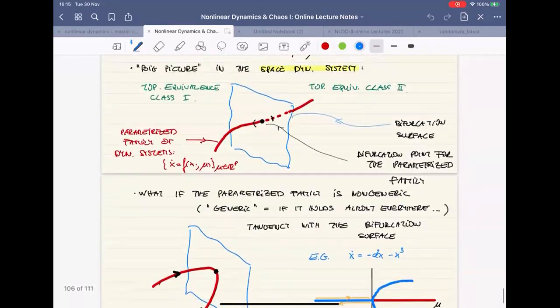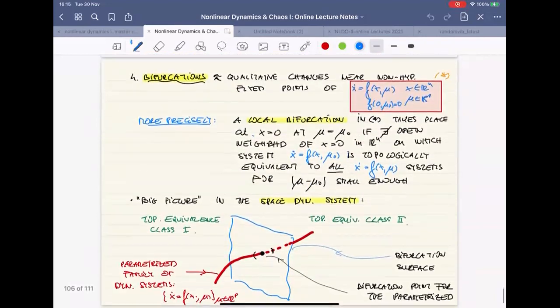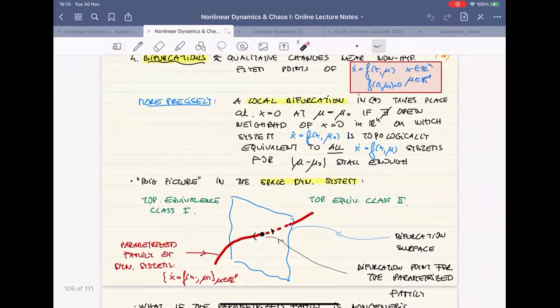Just to scroll back a little bit, these were the ideas when we started. Again, we're talking about parameterized families like that. And the big picture is that in the space of dynamical systems, once you have a parameterized family, and remember, each dynamical system is just a point in this space, right? A parameterized family would experience a bifurcation if it goes through essentially a dividing surface that divides different topological equivalence classes of systems, right? So this would be then a bifurcation point in the history of that system.